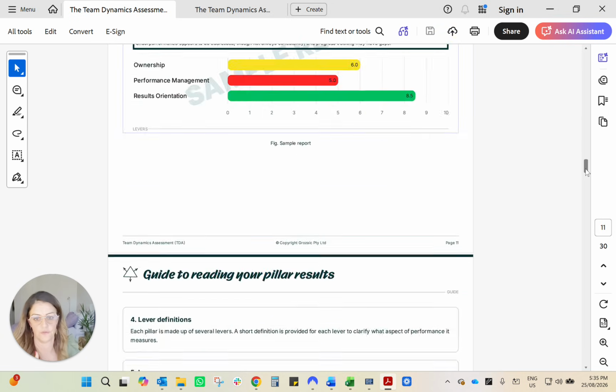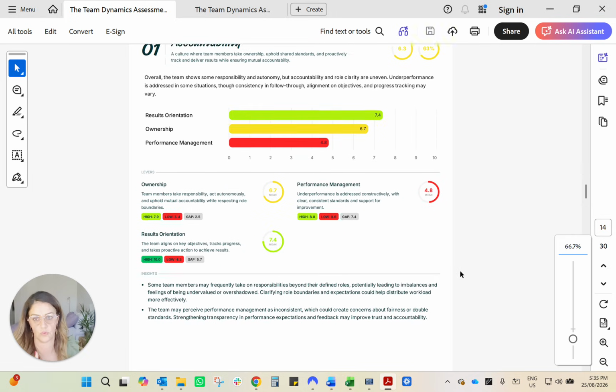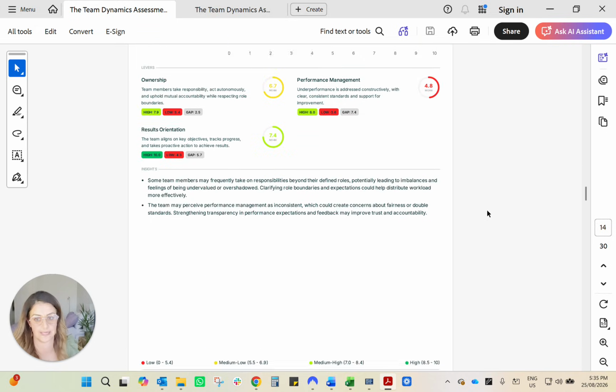Then for each of the pillars, we provide some more detail. So a lot of definition here, some high-level insights, as well as 2 insights per pillar. So there's 20 insights across the report, as well as the range, the high, low, and the mean for each of the levers. So we stack rank them here, and you can really start to get a really strong picture about what's potentially happening in this team.